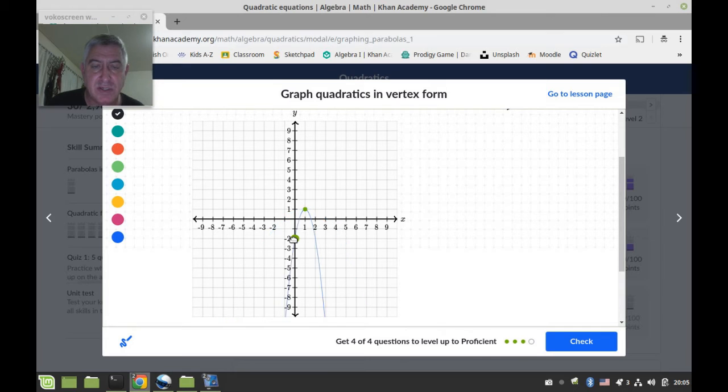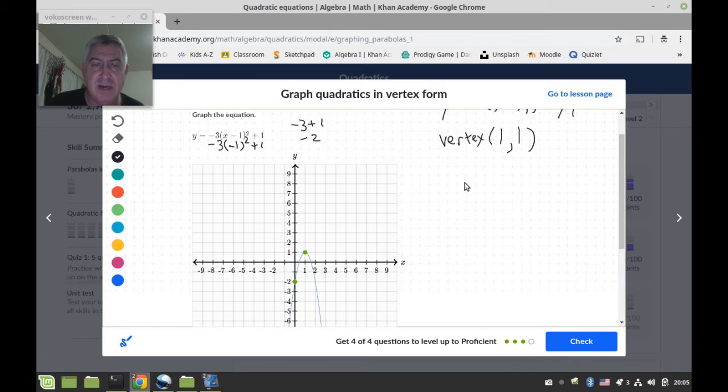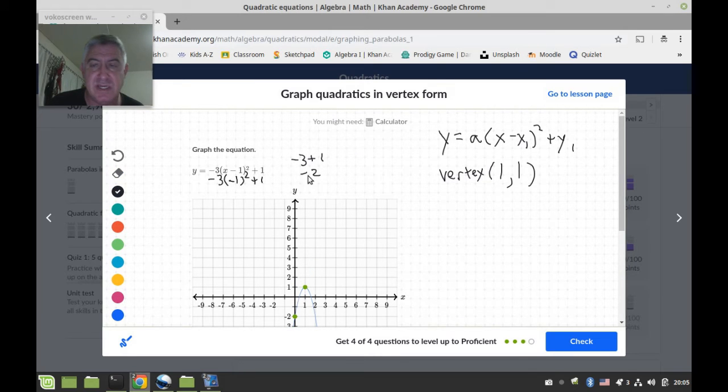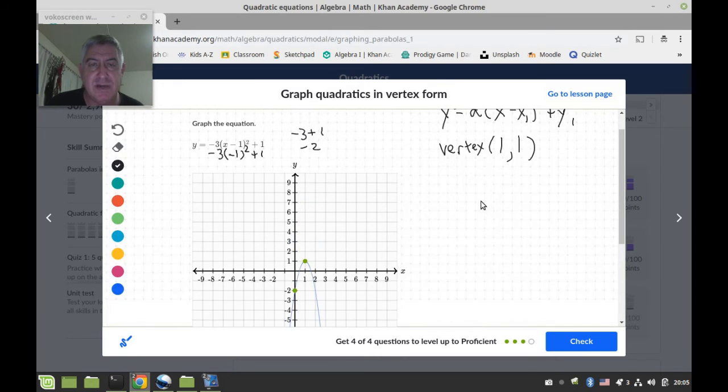And that means that's my point. And this is, again, really steep down. And it's really steep down because it's a -3. So now I have this point here, 0, -2, and I'm good.